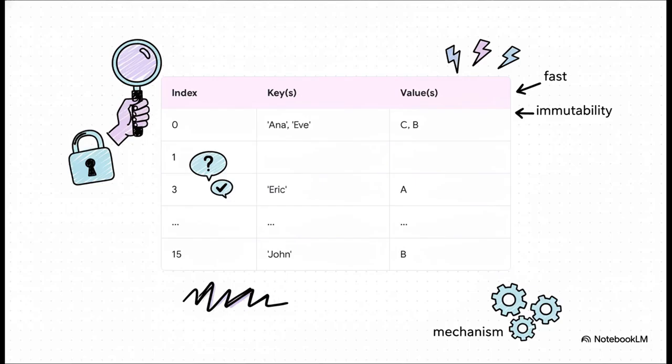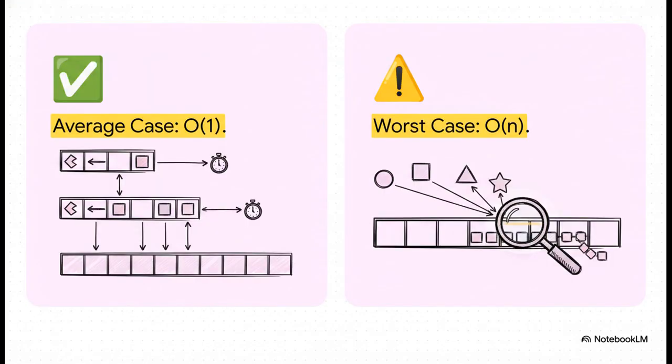Let's say, in this example, the key Eve also hashes to index 0, right in the same slot as Anna. All Python does is store both of those key value pairs at that one location, usually in a tiny little list. So when you ask for Eve, Python first hashes to index 0, sees there are a couple of items there, and then does a super quick check. Is it Anna? Nope. Is it Eve? Yep, here's your value.